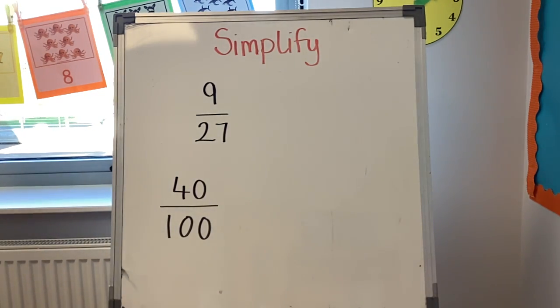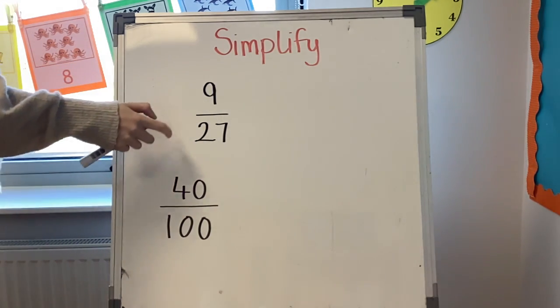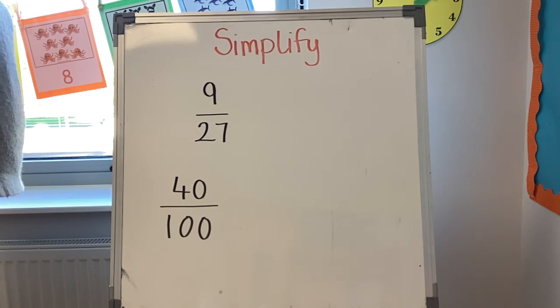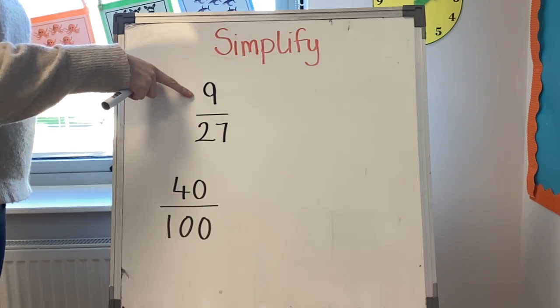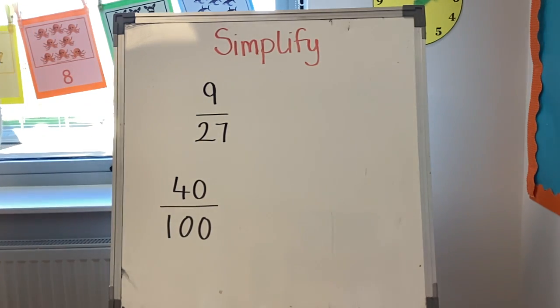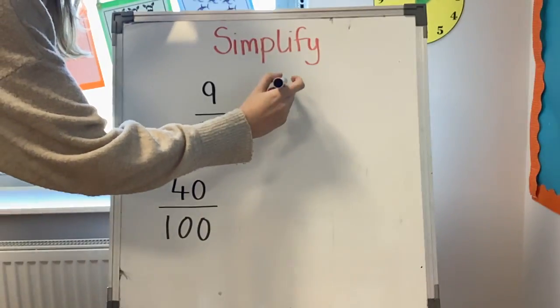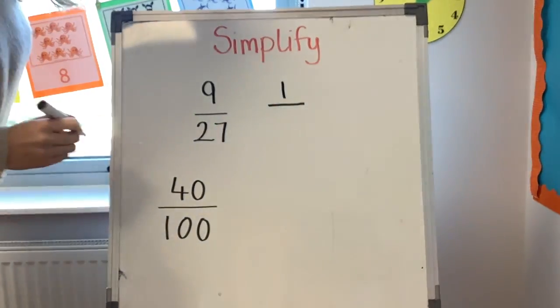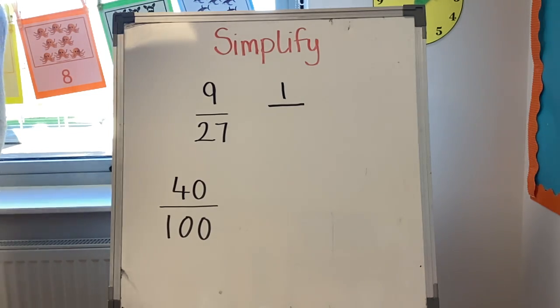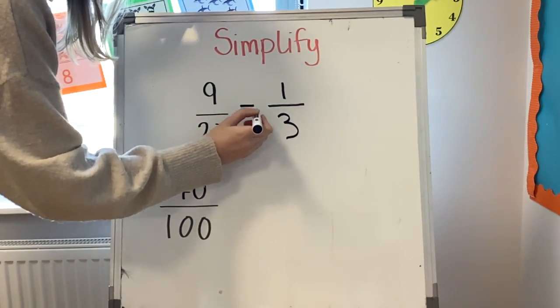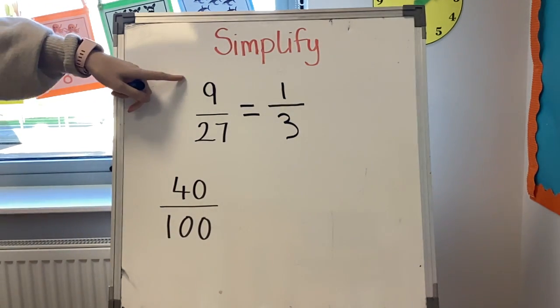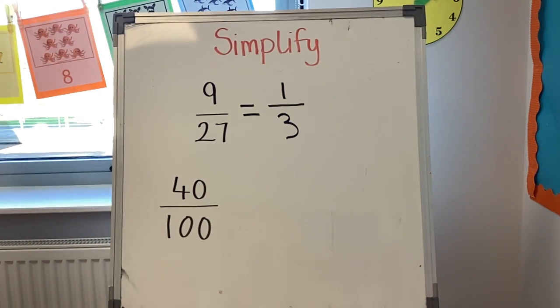In this example, I need to simplify 9/27. So I'm going to divide the top and the bottom by the highest number that I can divide. So in this case, I know that I can divide 9 by 9 and I can divide 27 by 9. So 9 divided by 9 is 1. And 27 divided by 9 is 3. So I have simplified 9/27 to 1/3.